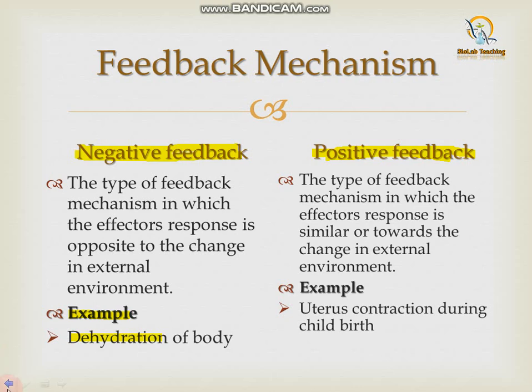If the body has more water, it means the blood is more dilute. So the secretion of ADH is inhibited, meaning it stops. The distal part of the nephrons then fails to reabsorb water, and more water is excreted in the urine. So this is an example of a negative feedback mechanism.